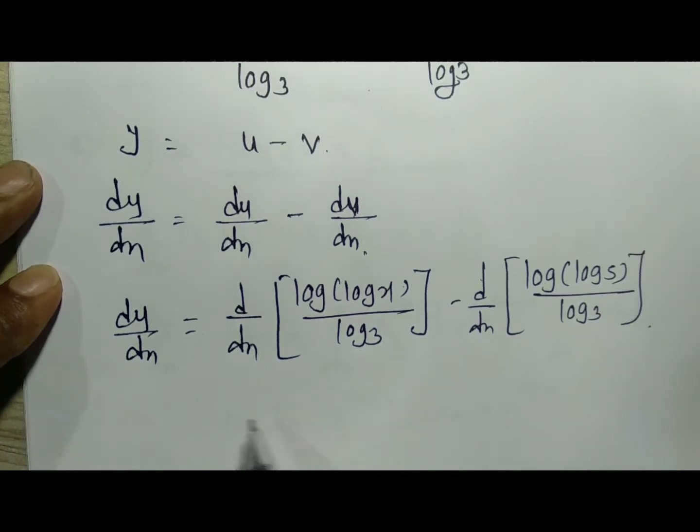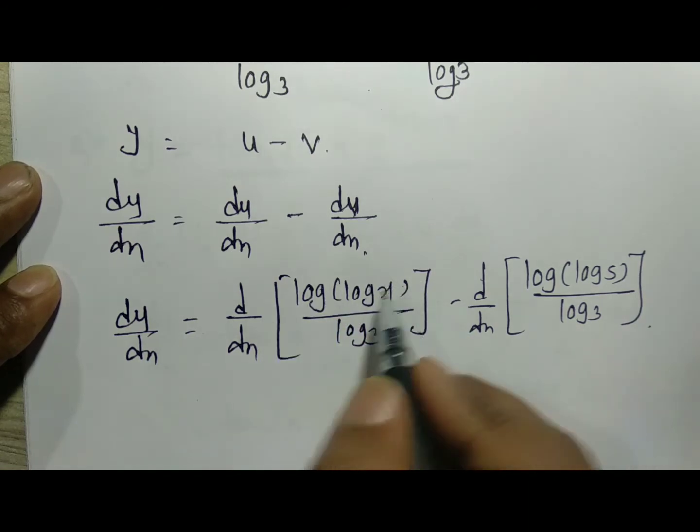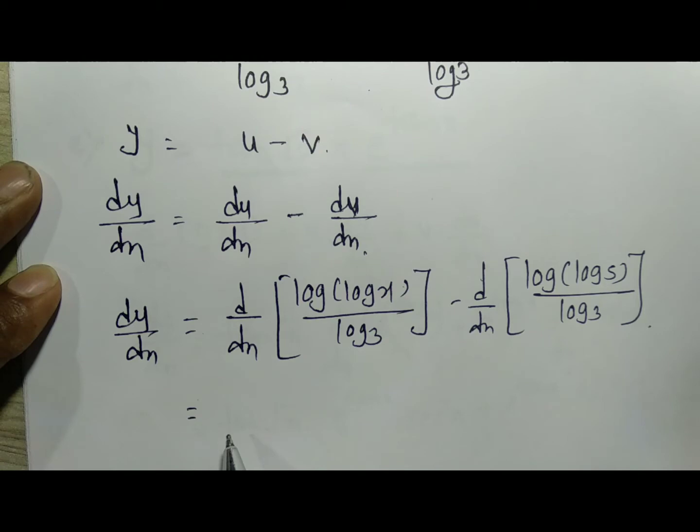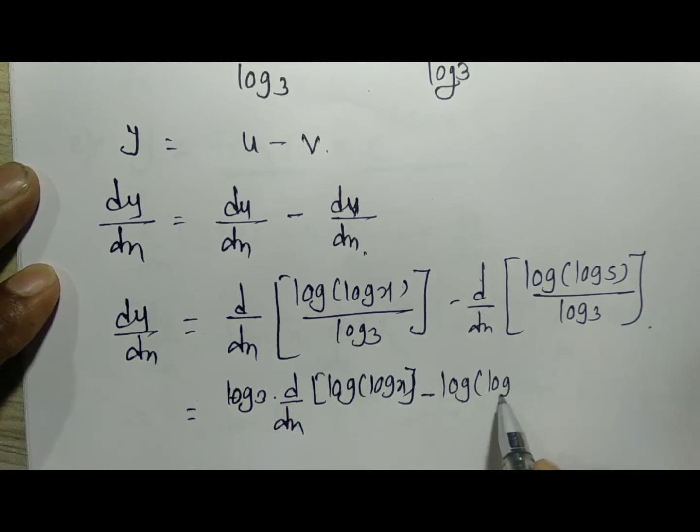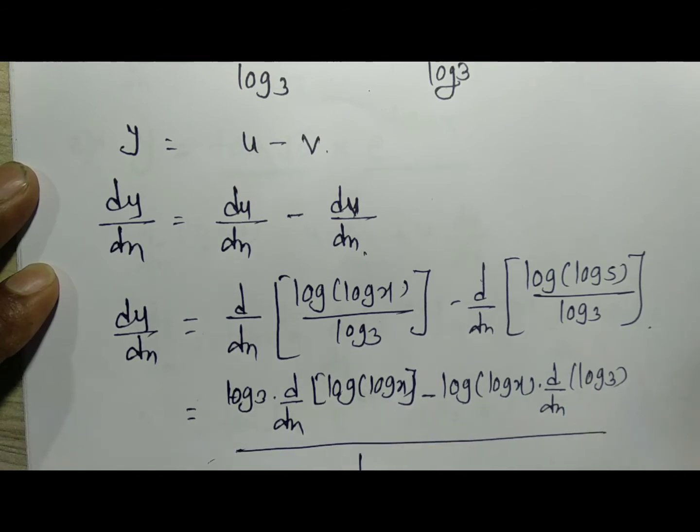Right now we are going with the division rule. Inside the division rule, first of all we take the denominator as it is, that means log 3 as it is, into d dx of the numerator, that means log x, minus numerator as it is, log x, into d dx of the denominator, that means log 3, and whole divided by denominator square, log 3 square is here.